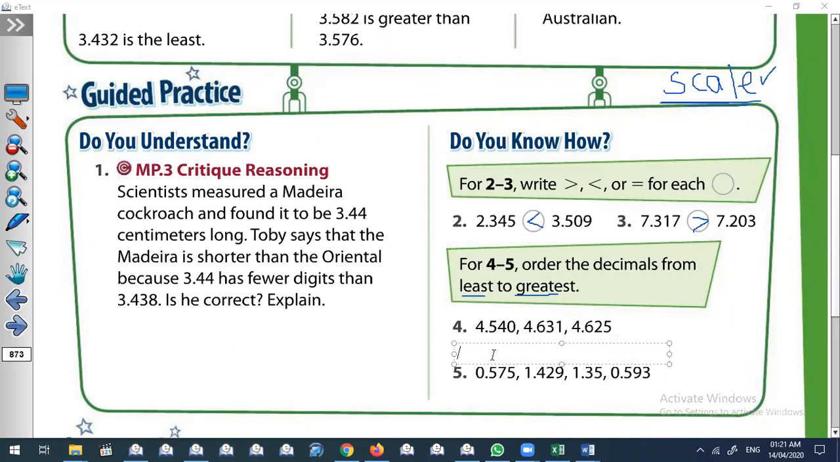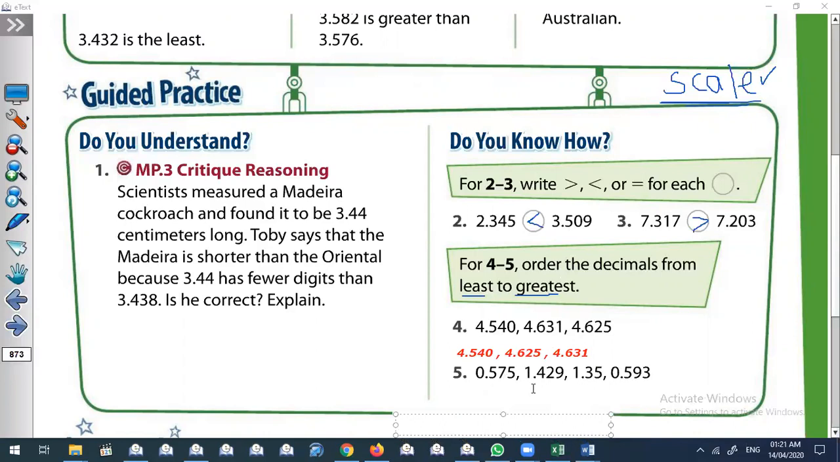Yes, 4.540. After that, 4.625. After that, 4.631.